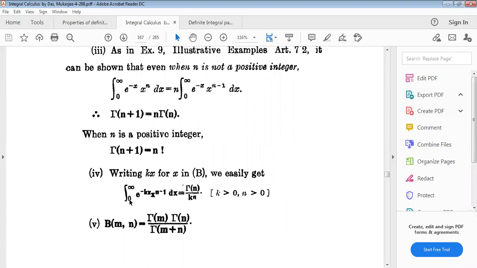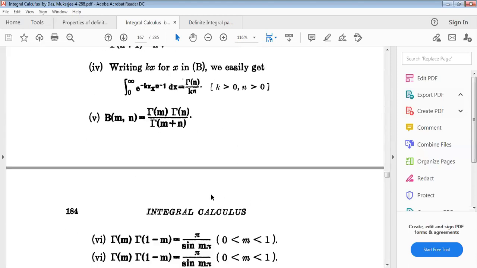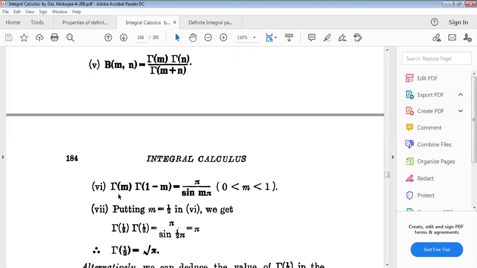And the fourth formula is the integral from 0 to infinity of e to the power minus kx, x to the power n minus 1 dx equals gamma n divided by k to the power n. This constant may be k, s, or t, anyone. It is the constant to the power n in the denominator and gamma n in the numerator, where k is positive and n is also positive. Another, number 6 formula: gamma m into gamma 1 minus m equals pi divided by sine m pi.